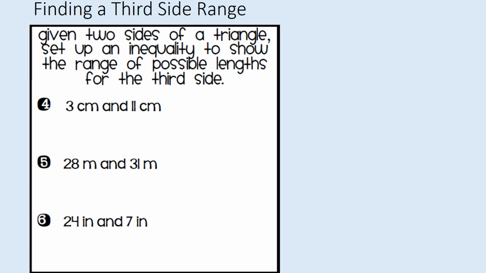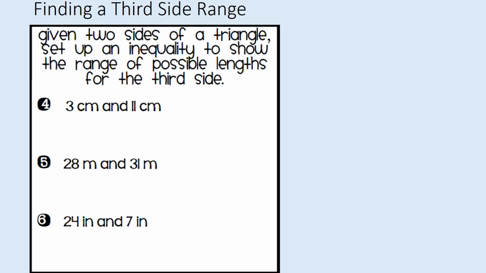So now that we know that the two smallest sides have to add together to be greater than the third side of a triangle, we can identify if three given side lengths make a triangle, and we can also find the range for a third length from two lengths in a triangle. So given the two sides of a triangle, we need to set up an inequality to show the range of possible lengths for that third side. So right now they gave me a triangle with two side lengths, 3 centimeters and 11 centimeters, and we need to figure out what possible side lengths that third side could be.